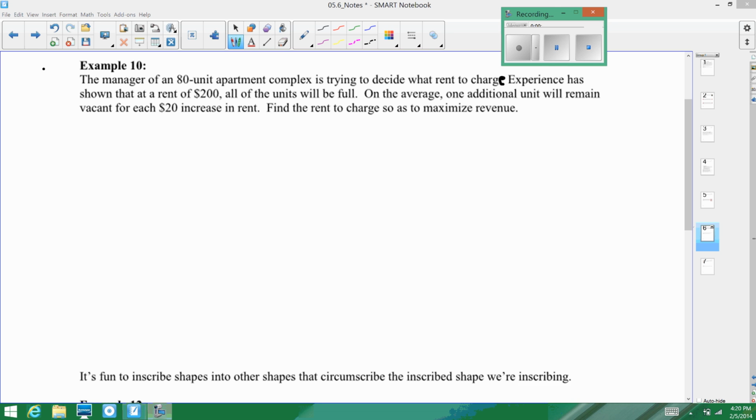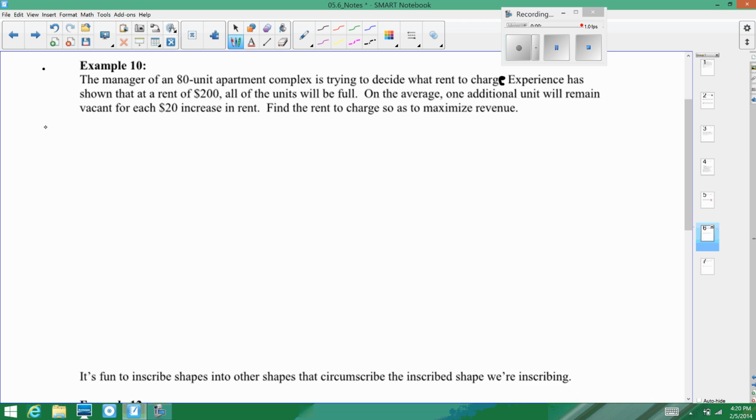Okay, another exciting day of optimizing functions. Go ahead and read that problem if you haven't already. This one, we have a problem because we don't have an equation or a formula. So we have to come up with one all on our own, and we can do that by analyzing patterns.